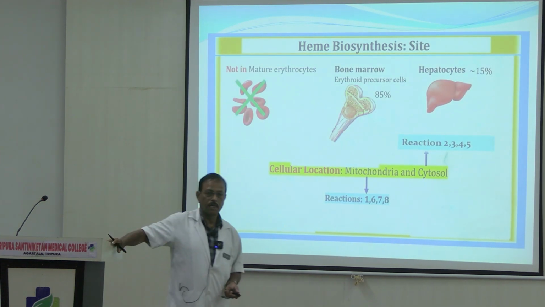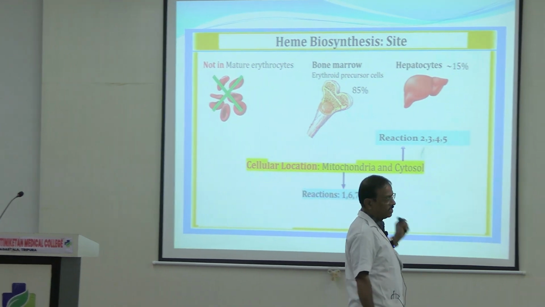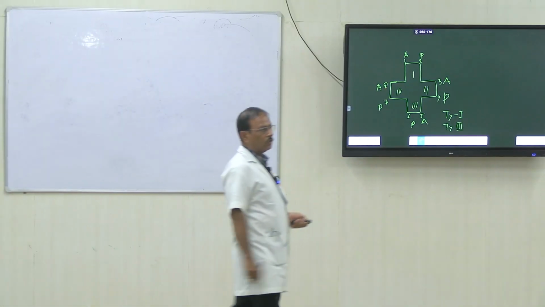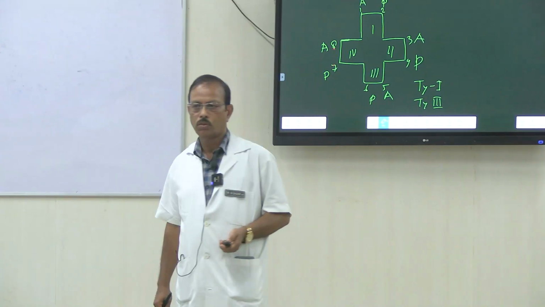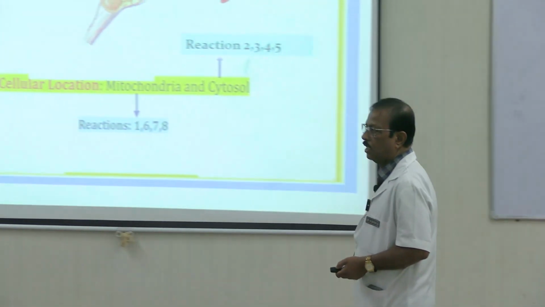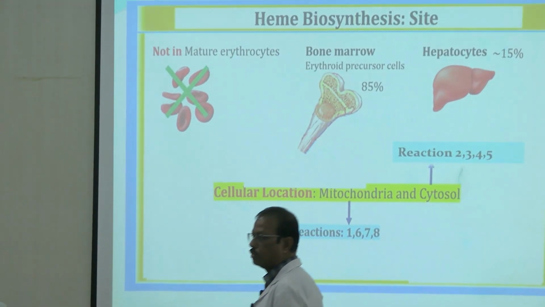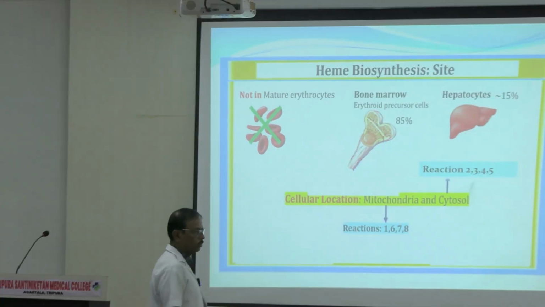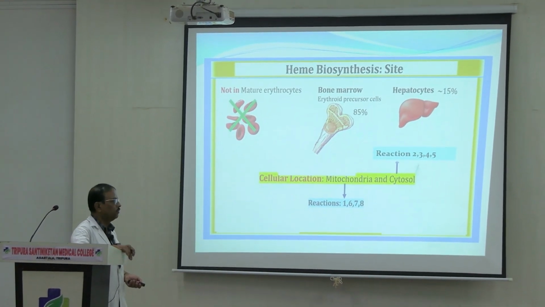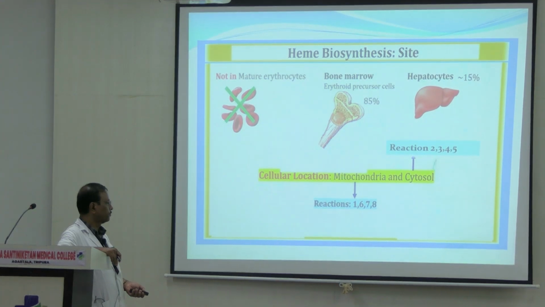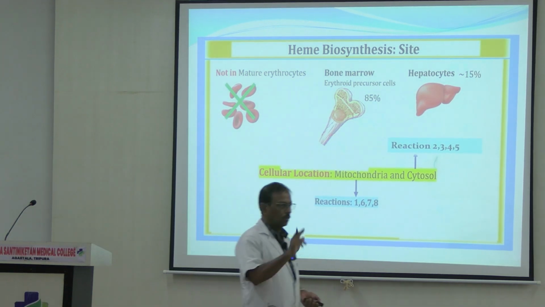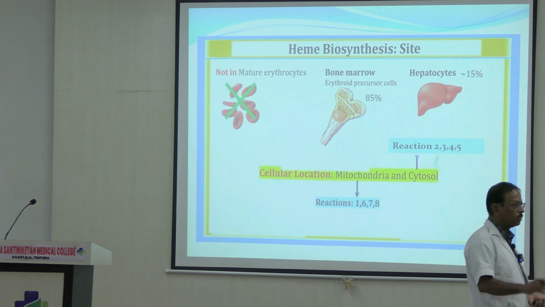Now, where does heme synthesis occur? Site. These are the erythroid precursor cells of the bone marrow where heme synthesis occurs. About 80 to 85% of the heme synthesis occurs in erythroid precursor cells of the bone marrow, and hepatocytes can synthesize about 15% of heme. Now, in which subcellular organelle is it synthesized? Mitochondria and cytosol. Both take part in heme synthesis.